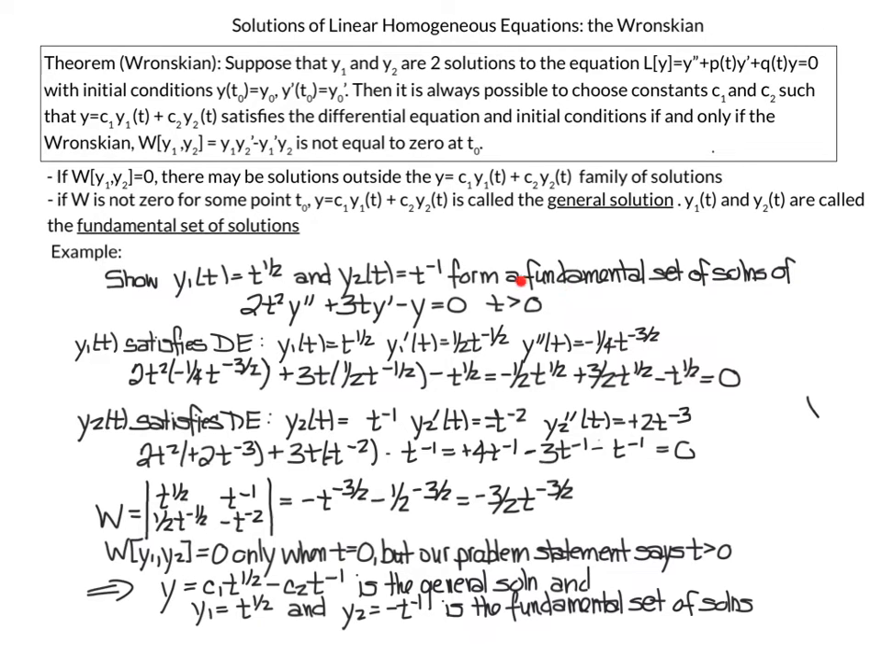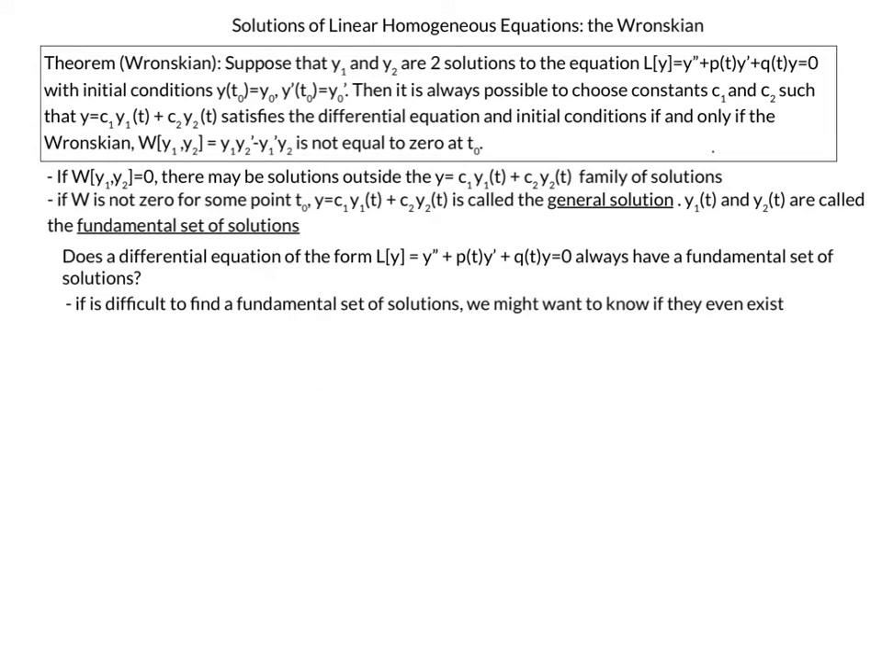But our problem statement says that t is greater than 0, so that's not a problem, which means that our linear combination c1 t to the 1/2 plus c2 t to the minus 1 is the general solution, and y1 equals t to the 1/2 and y2 equals t to the minus 1 is a fundamental set of solutions. And I'm going to change this here to say a fundamental set of solutions because there is more than one possible set of fundamental solutions, and we'll talk about that more in a minute.